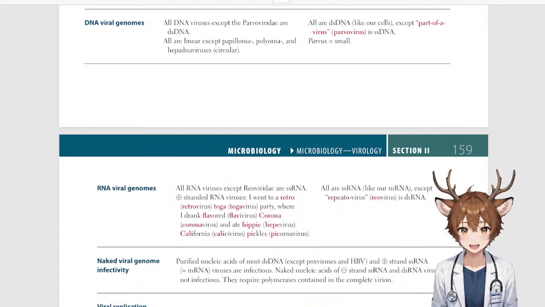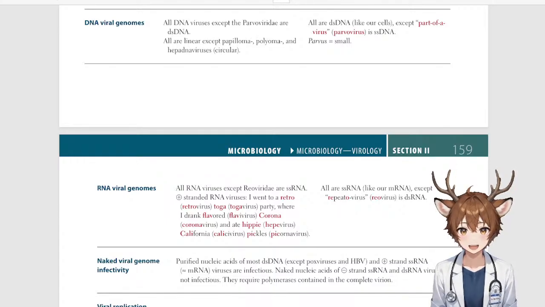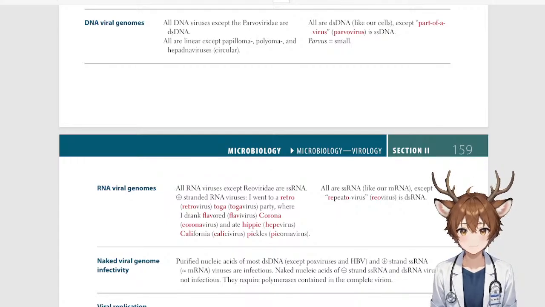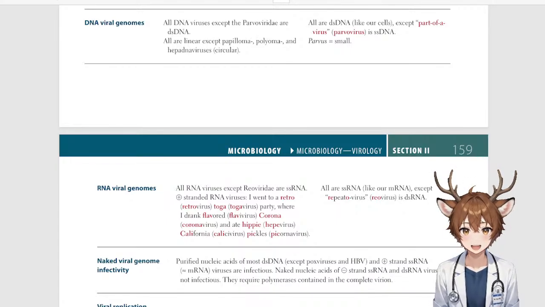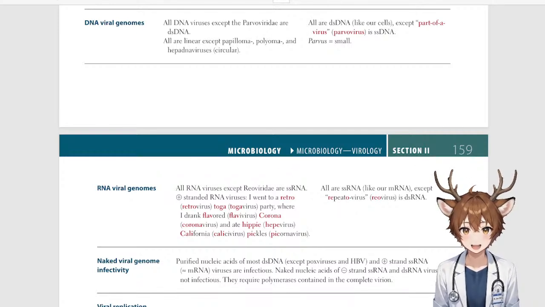RNA viruses. Positive-sense stranded would be, it says here, mRNA: retro, toga, flava, corona, hepa, calici, and picornaviruses. Negative-sense stranded would be arena, bunya, paramyxo, orthomyxo, filo, and rhabdo. Segmented types would be bunya, orthomyxo, arena, and reo.